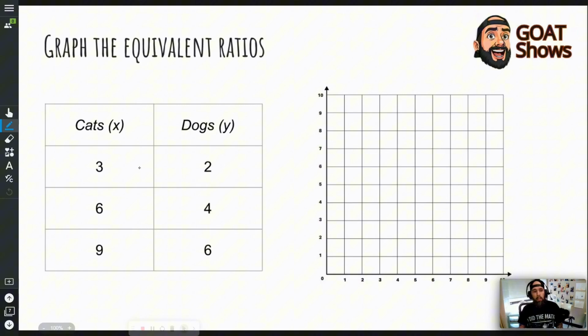3, 2 is going to be me going right 3, up 2, so right 1, 2, 3, up 1, 2, put a dot. 6, 4 is going to have me going right 6, up 4, right 1, 2, 3, 4, 5, 6, up 1, 2, 3, 4, put a dot. And 9, 6 is going to have me going right 1, 2, 3, 4, 5, 6, 7, 8, 9, up 1, 2, 3, 4, 5, 6. And if you look closely, you could see that if I wanted to connect these dots, that would be a perfectly straight line that goes through 0, 0, the origin.